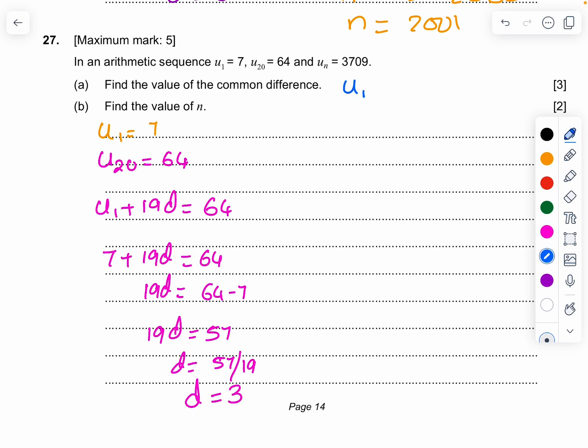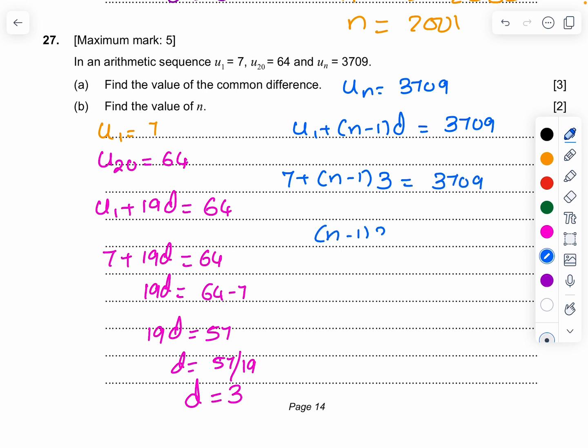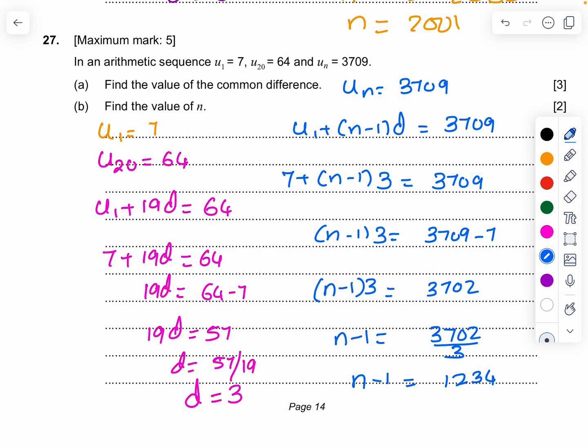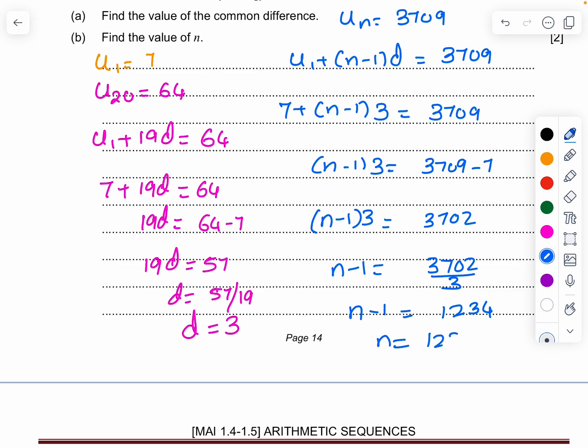Now un equals 3709. So u1 plus n minus 1 times d equals 3709. u1 is 7, plus n minus 1 times 3 equals 3709. n minus 1 times 3 equals 3709 minus 7, which is 3702. So n minus 1 equals 3702 divided by 3, which is 1234. So n equals 1235.